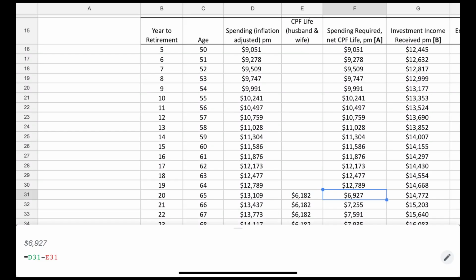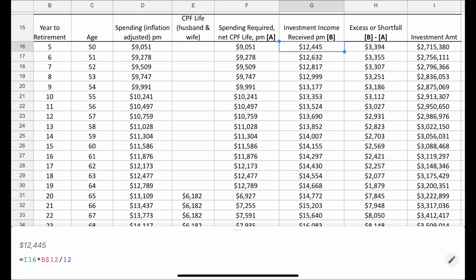Next, column F reflects spending net of CPF Life adjustments. This is just spending minus any CPF Life received. For the first few years before age 65, this column will be the same as the spending column. The next column, G, is for projected investment income I will receive.